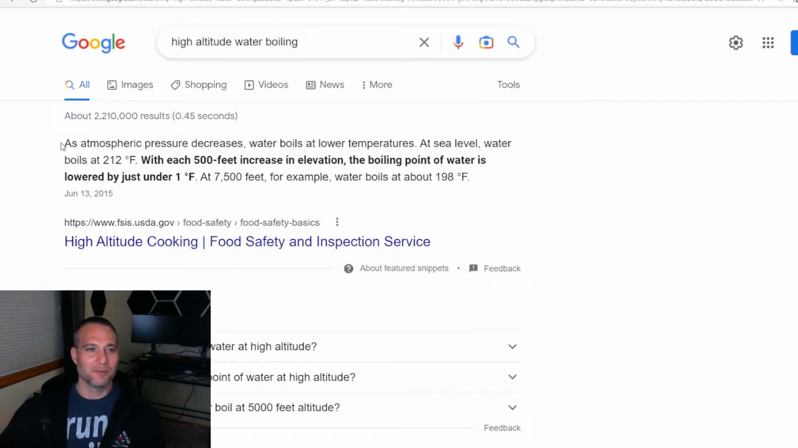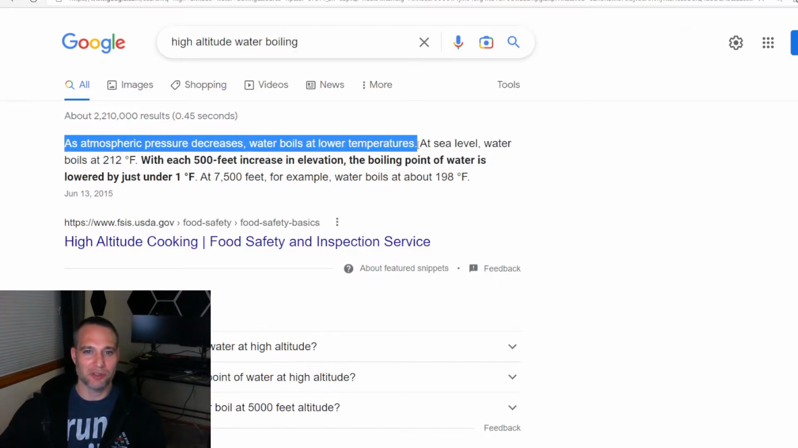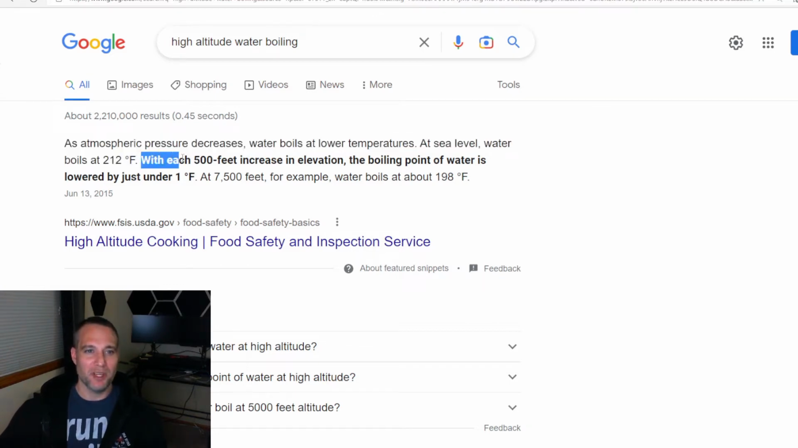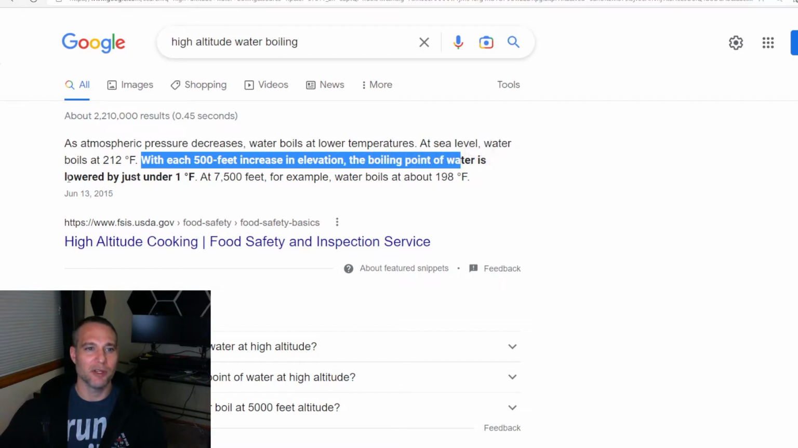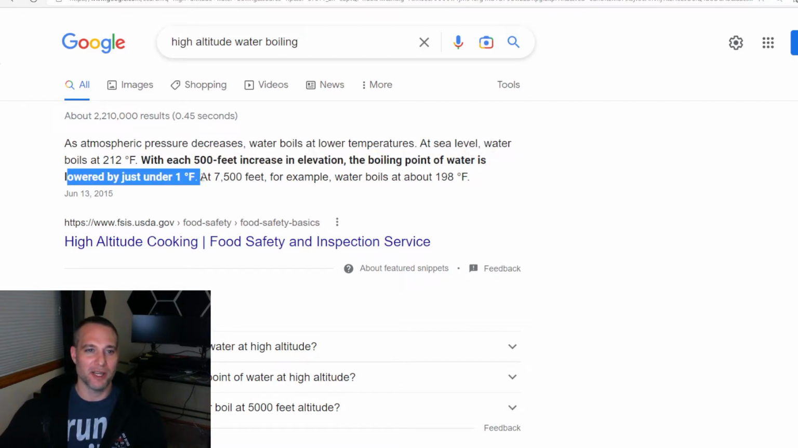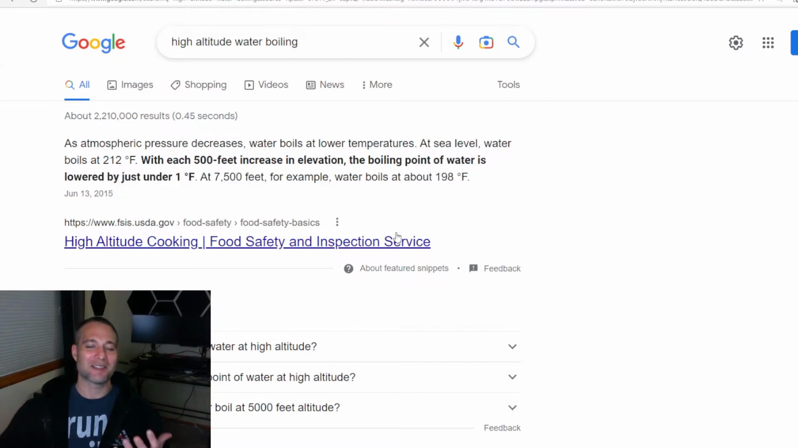And here it is. As atmospheric pressure decreases, water boils at lower temperatures. At sea level, water boils at 212 degrees Fahrenheit. That's what we expected. But with each 500 feet increase in elevation, the boiling point of water is lowered by just under 1 degree Fahrenheit. At 7,500 feet, for example, water boils at 198 degrees Fahrenheit. So that explains why our temperature reading was lower and why the water was indeed boiling at that temperature.